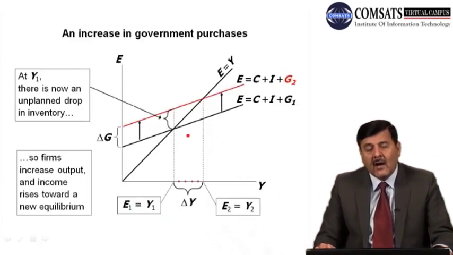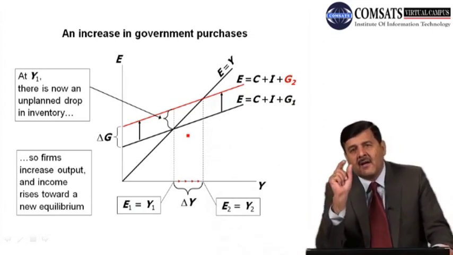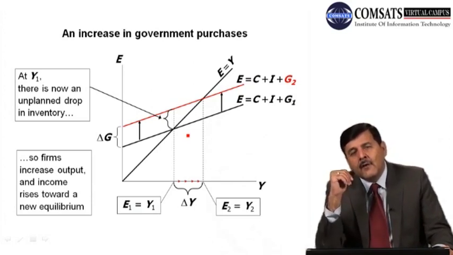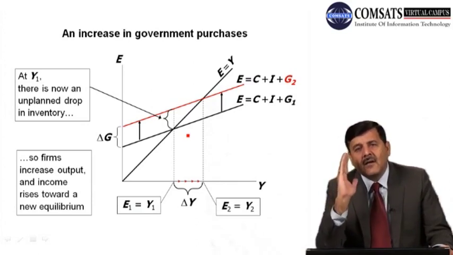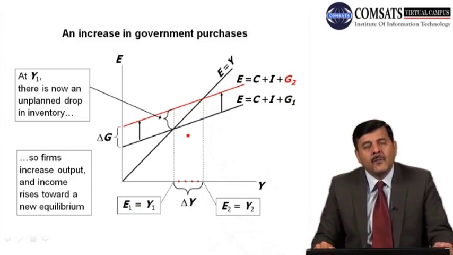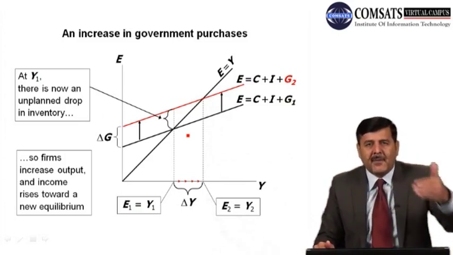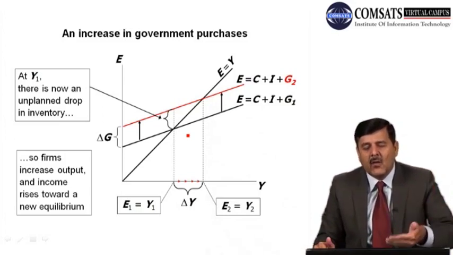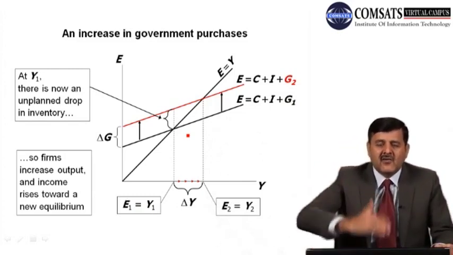Now suppose, what will happen to this equilibrium if there is an increase in government purchases or government spending? Since E is the planned expenditure, E is equal to C plus I plus G. Whenever there is an increase in G from G1 to G2, the overall planned expenditure, E, will also go up, from C plus I plus G1 to C plus I plus G2. So what will happen to the expenditure curve? It will shift upward.